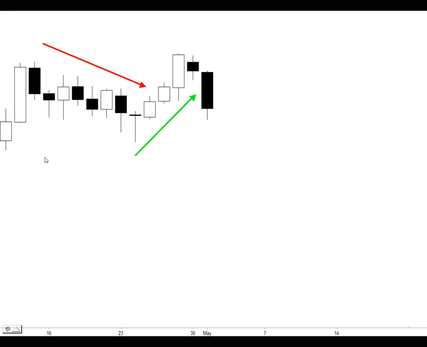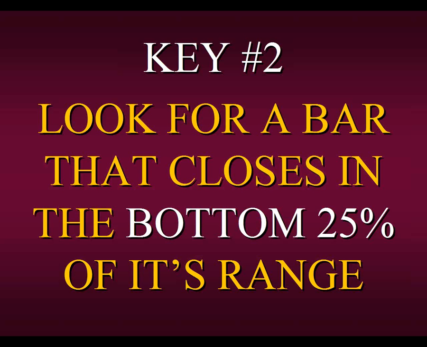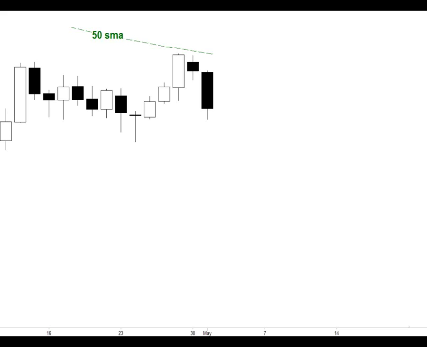Well, as you can see here, it kind of appears that way if we look on face value, but if we apply the 50-period simple moving average, price is below. So this means we should be looking for shorting setups, all right? We aren't in a range market. We're actually in an overall downward trend. Key number 2, we're going to look for a bar now that closes in the bottom 25% of its range.